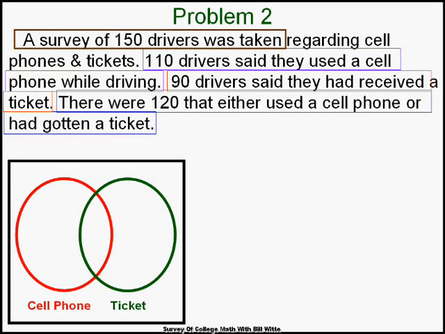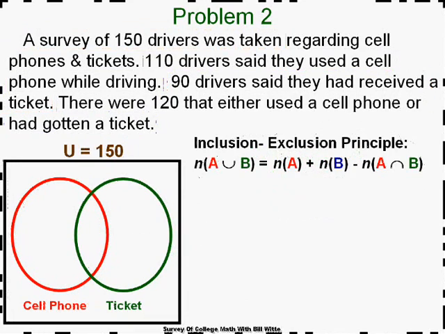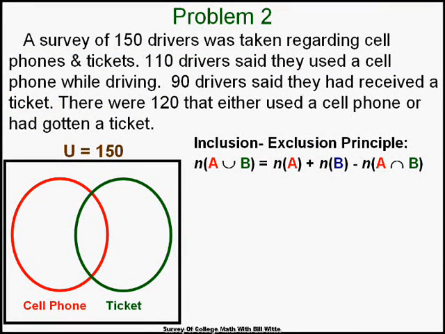I do know that there's a total of 150 drivers. That's the universe. So that's of use, but I still can't figure out how to fill this in. What am I going to do? I know I need that intersection, and I can't figure it out, and I can't guess. Remember I told you the identity, the inclusion-exclusion principle, and that's going to help me. It tells me that the number of members of a union, A union B, is the number that's in A plus the number that's in B minus the number that's in A intersection B.